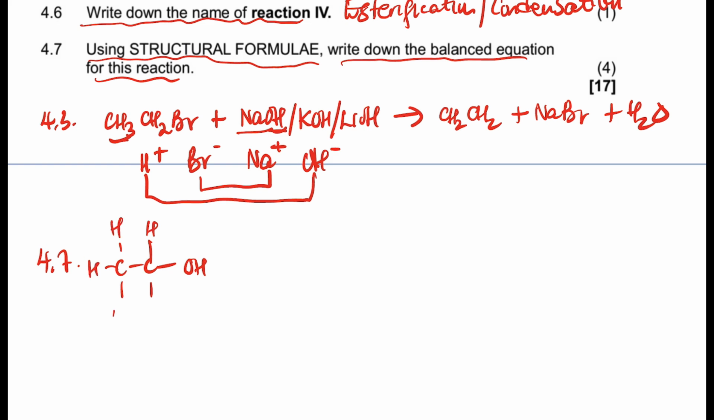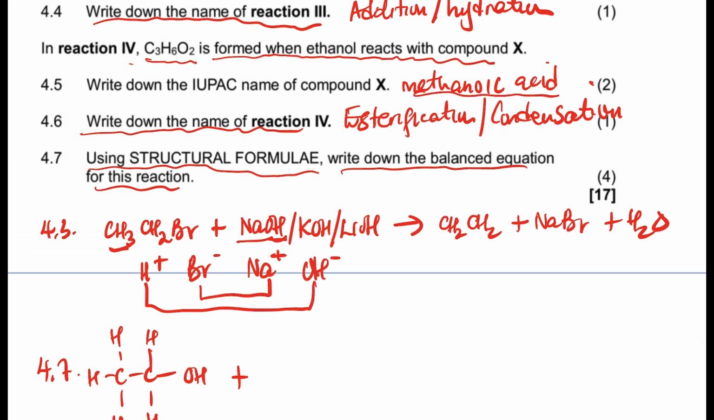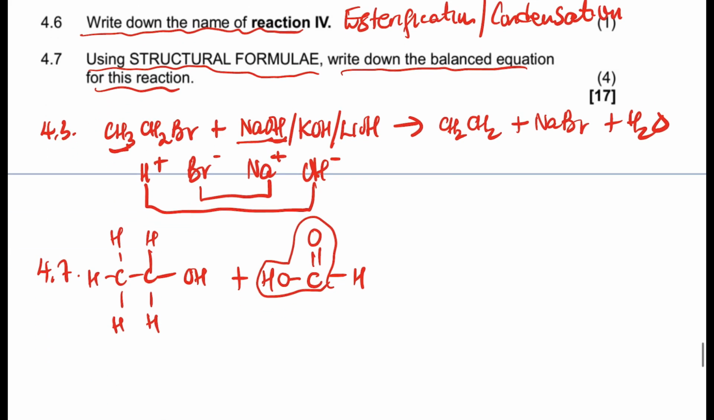Guys, I'm leaving out the hydrogens, right? Okay, I've just written them. Okay, it reacts with what? With an acid. It's methanoic acid. It will be 1 carbon with an OH and the hydrogen there. This is methanoic acid, guys. If you look at the functional group structure, it's a carboxyl group, right, with 1 carbon.